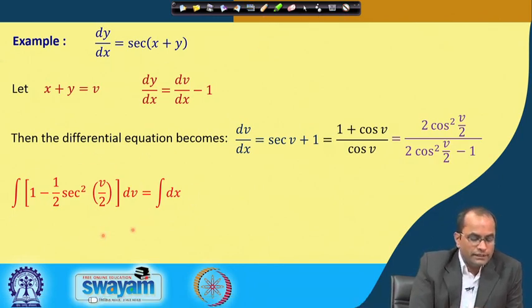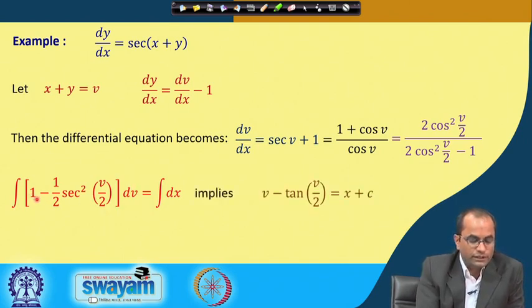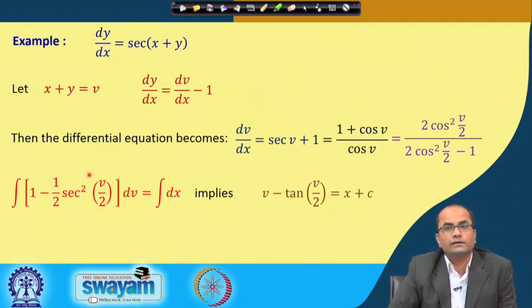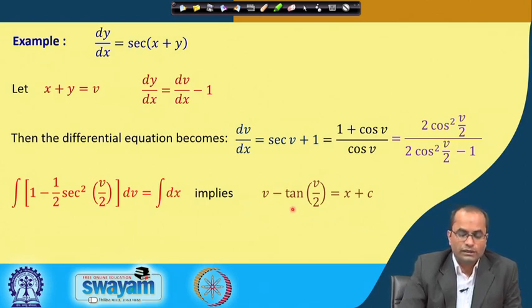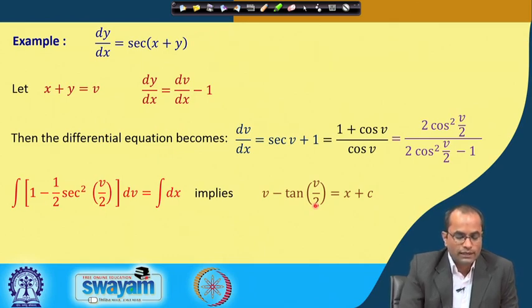So, now we can integrate. The 1, when we integrate over v, will give us v, and then for sec square v by 2, the half is already here, so the sec square will give us tan of v by 2. So, we have the integral of the left side: v minus tan v by 2, and the right hand side is just x plus the constant of integration.